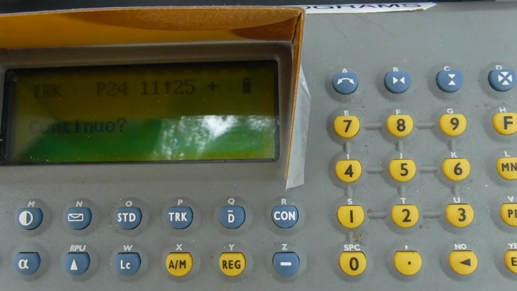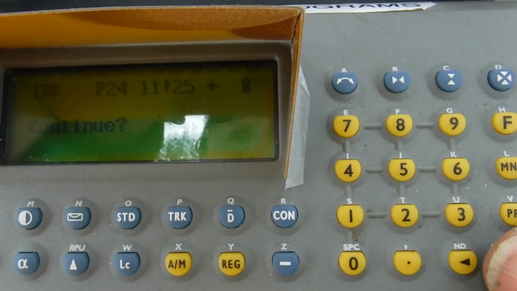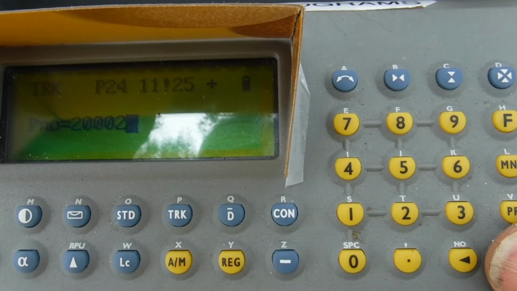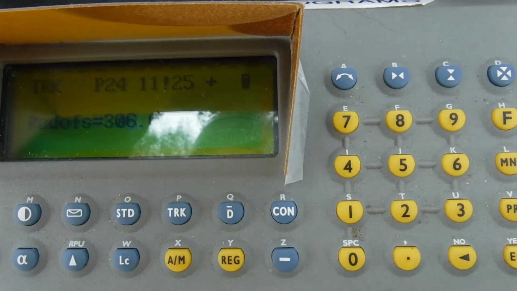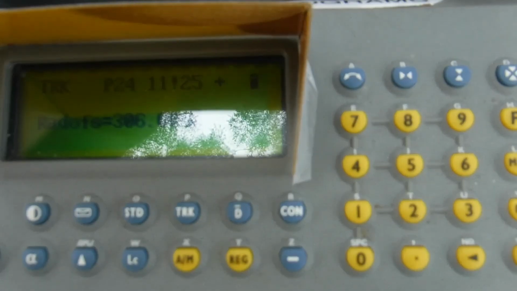Plumb, boom, there it is. Continue, yes. Point number 20,002, P code blaze, radial offset 306.